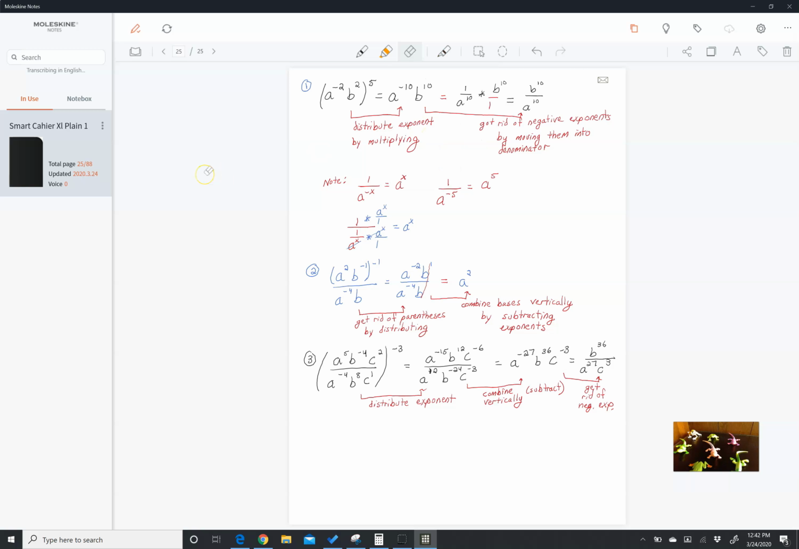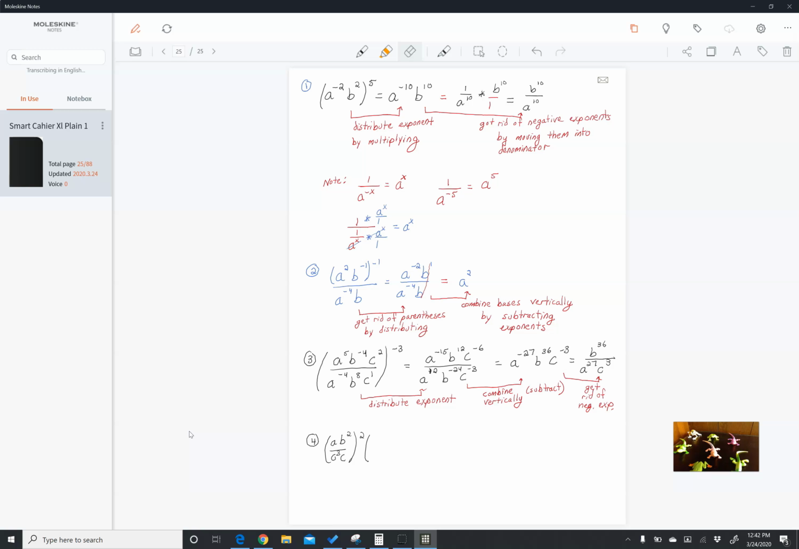Let's take another one. A b squared over a cubed c. We're going to square this. Now this looks like it's going to be so much harder, but please be aware that it's not harder. It's just a little bit longer.